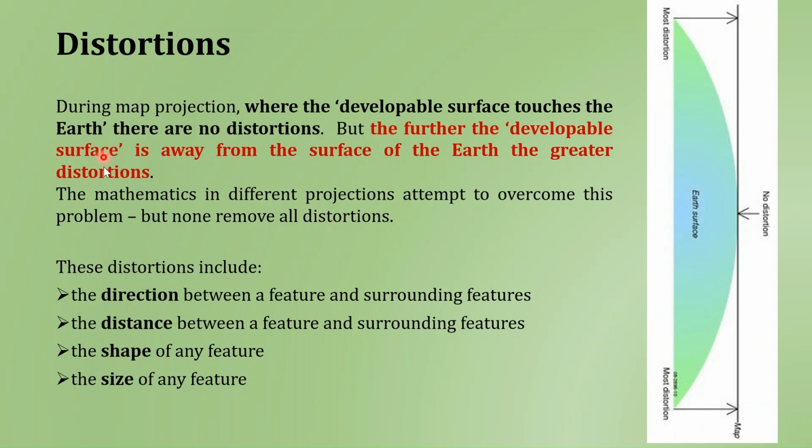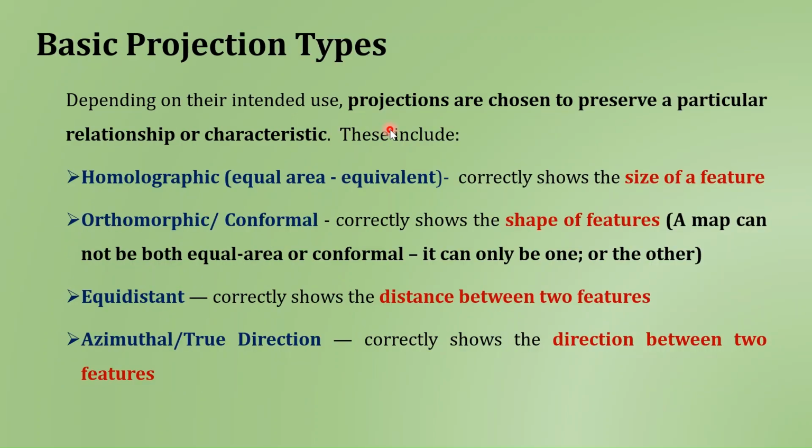So these distortions may be in the form of the direction between a feature and the surrounding features, or the distance between the feature and the surrounding features, or the shape and the size of these features. Depending upon which particular properties are preserved during the map projection, these projection types can be classified into the homolographic or equal area or equivalent projection, which shows the correct size of the feature or true area of the features.